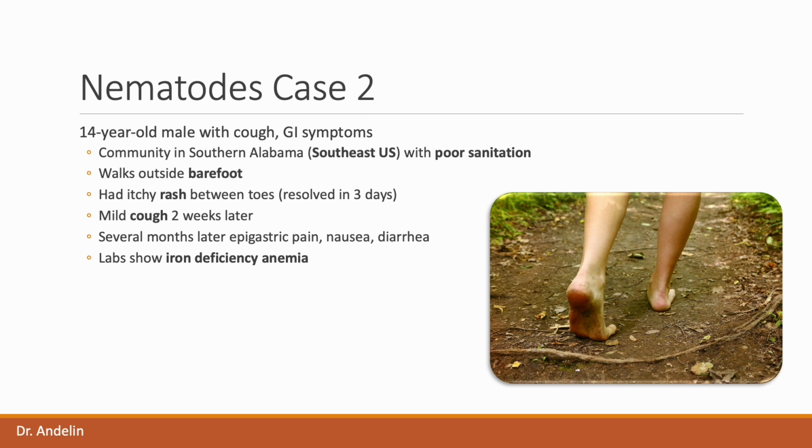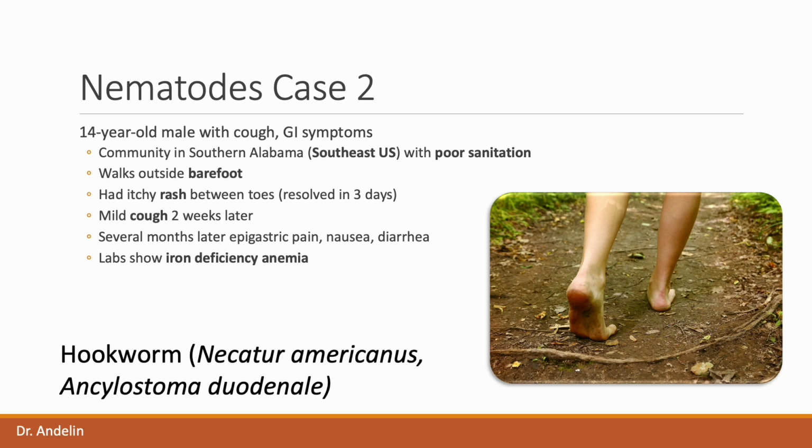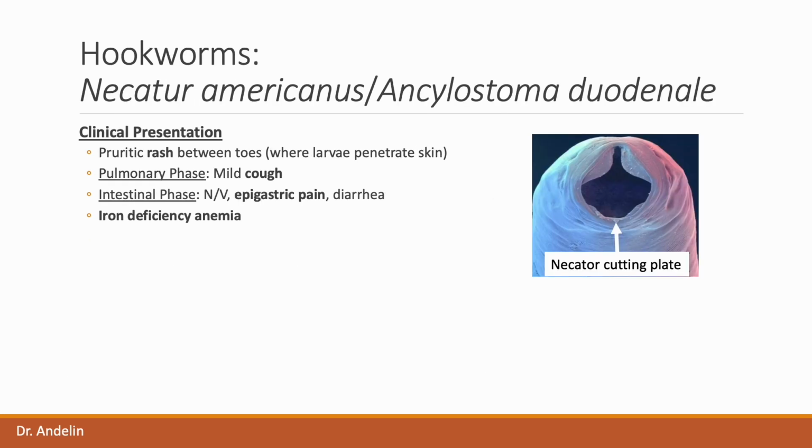This patient has become infected with a hookworm, the two notable species of concern being Necator americanus and Ancylostoma duodenale. In the case of the hookworms, classically patients develop a pruritic rash between the toes where the larva penetrates the skin. Again, similar to Ascaris lumbricoides, Necator americanus and Ancylostoma duodenale both have a pulmonary phase and an intestinal phase. During the pulmonary phase, patients often have a mild cough, which later is followed by the intestinal phase with nausea, vomiting, epigastric pain, and diarrhea.